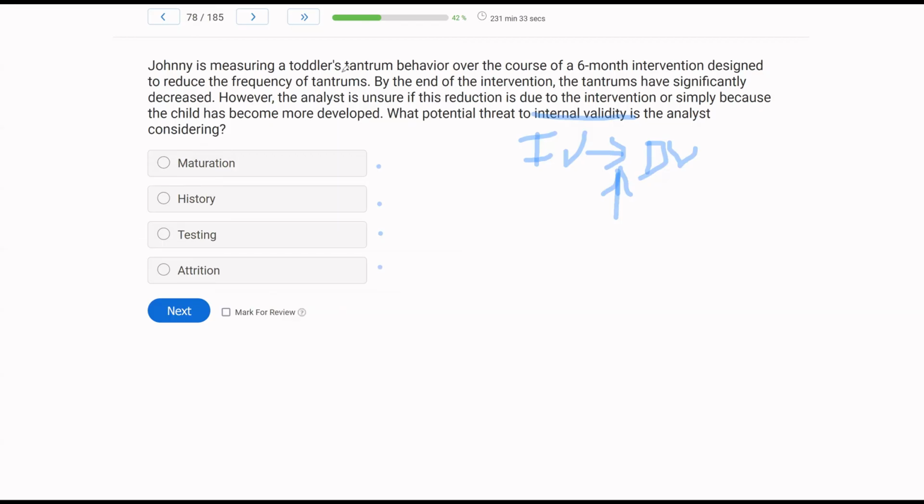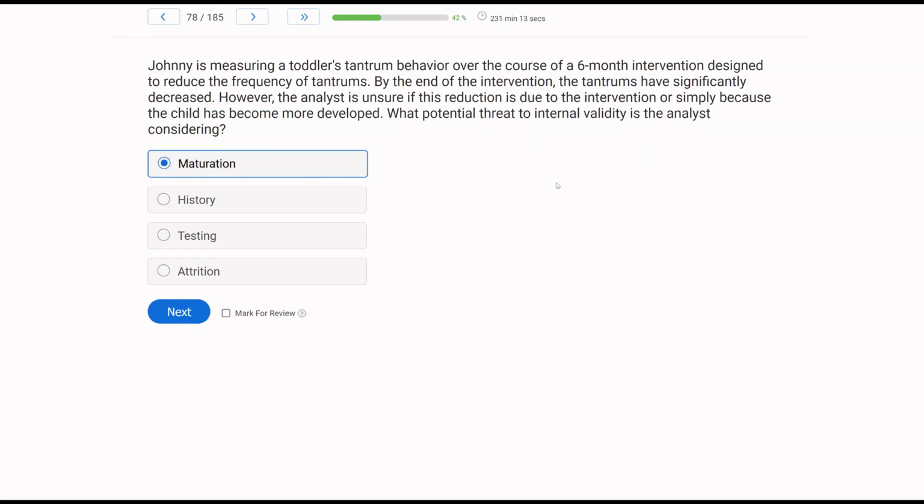So if we have a situation where Johnny has this toddler and the tantrums have decreased, but now Johnny or the analyst is thinking it might be because the child has become more developed over the time. Well, now we're talking about growth. We're talking about the child's future. We're talking about maturation. Internal validity questions. Again, it's a concept question. We want to know what is the internal validity and then what are some threats. And if you know your threats, then it becomes very easy because these threats, luckily, aren't all that similar. So the threat here is the child's growth or future or maturation.